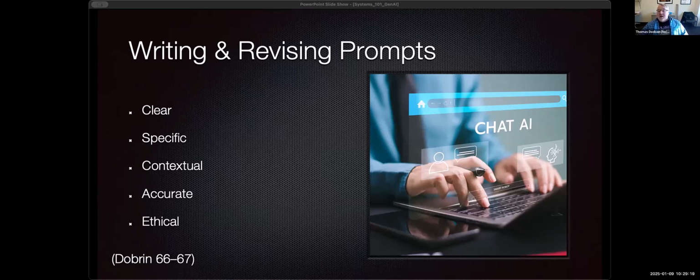Accurate. A Gen AI app can't tell the difference between correct and incorrect information in your prompt. So it will assume your prompt is true, and so a prompt with false information may produce false output. It may even become part of the large language model and impact future outputs from the program. And finally, ethical. Prompts should avoid directing AI towards offensive content, disinformation, and content that might lead to harm.